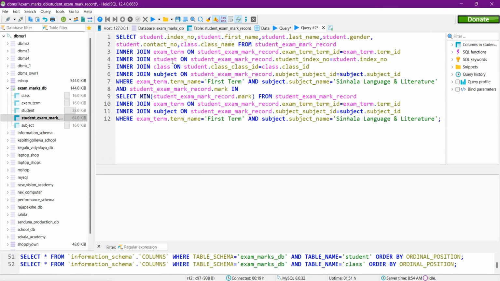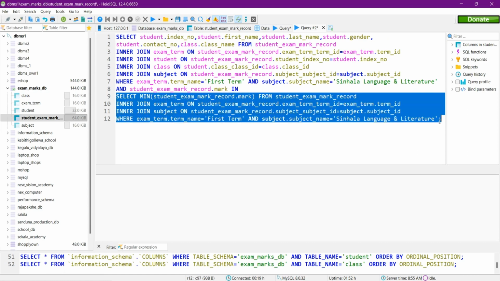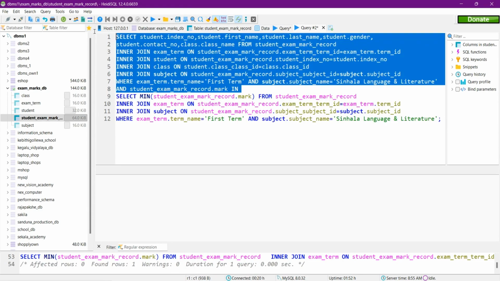So this is the query for the second question. It's a bit long, but it's simple. This is the query that we used to find the answer to the first question. Using this query, we have found the particular student who got the lowest marks.